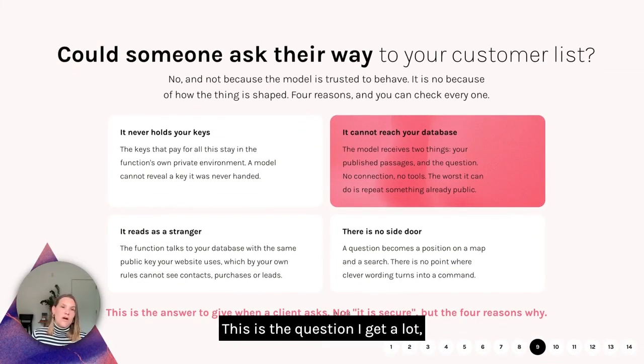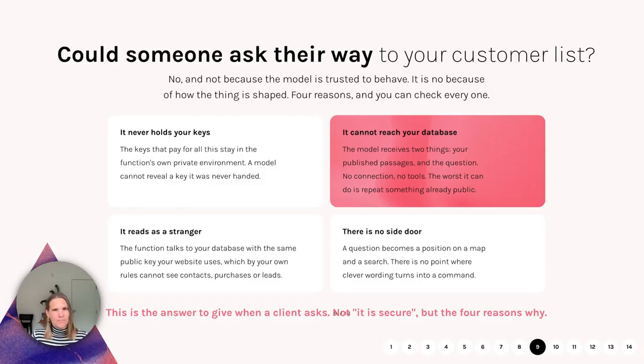This is a question I get a lot: can people ask about your customer data? Because it lives in Supabase, it's the same place. And the answer is no, because of the way that it's built. It never really has keys to anything else. It never actually even holds them. So a model cannot give out something that it doesn't have access to. So it obviously doesn't have access to keys to the places where it's not supposed to go. Also, it can't reach your database.